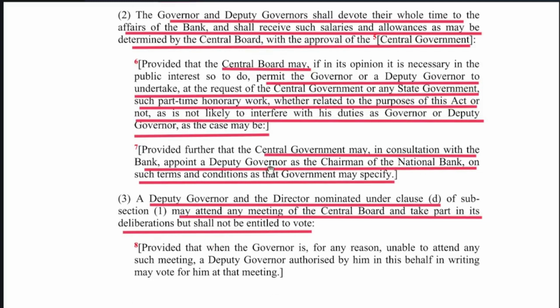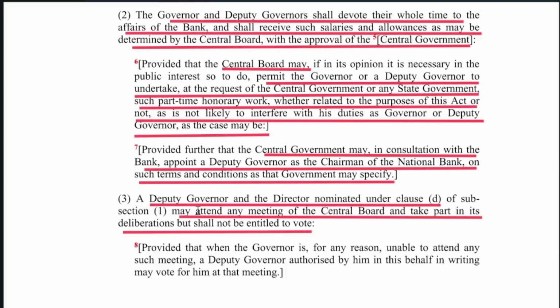The second proviso says that the central government may, in consultation with the bank, appoint a deputy governor as the chairman of the national bank. Now, what is this national bank? National bank is NABARD, as we have seen in the definition clauses. Section 2, if you recall, National Bank was National Bank for Agriculture and Rural Development. So, a deputy governor can be appointed as the chairman of NABARD. And who would be making the appointment? It would be the central government, and before making the appointment of the said deputy governor as the chairman of NABARD, the central government should consult the RBI.